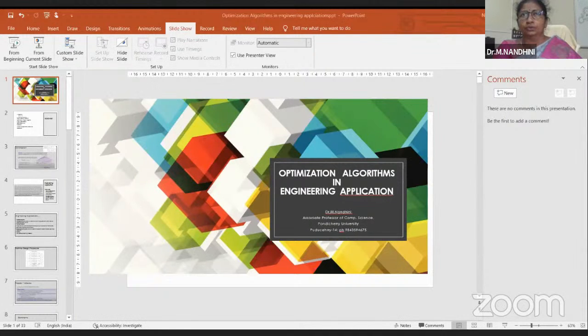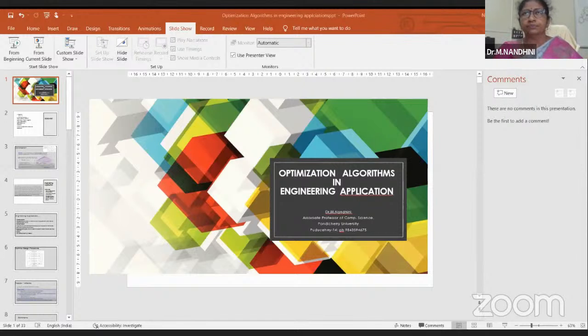So I hope you can understand the importance of optimization in our practical scenario. And one other thing is, this is a recently and mostly evolving area with respect to research. Many researches are going on in these optimization algorithms. You can see so many papers on many websites.